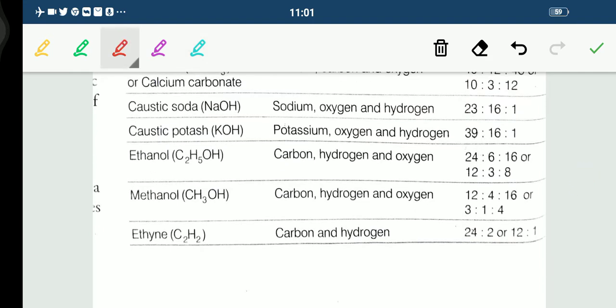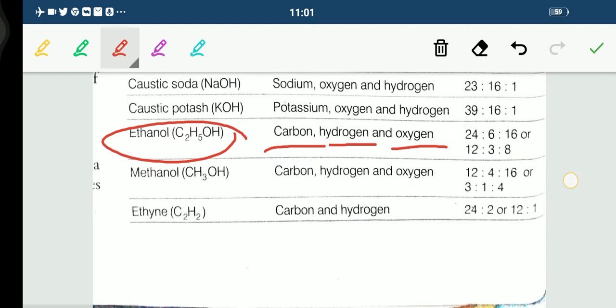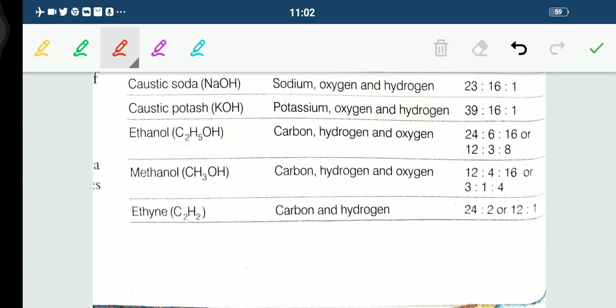Similarly, children, let's quickly do ethanol. You can see we have carbon, hydrogen and oxygen. So, it is very simple. The atomic mass of carbon is 12, but as you can see there are 2 atoms associated with carbon, so 12 twos are 24. Then you can see 6 hydrogen atoms are there. So, 1 into 6 we get 6. Similarly, oxygen is left. The atomic mass for oxygen is 16. If we simply cut it down, we get 12 is to 3 is to 8.